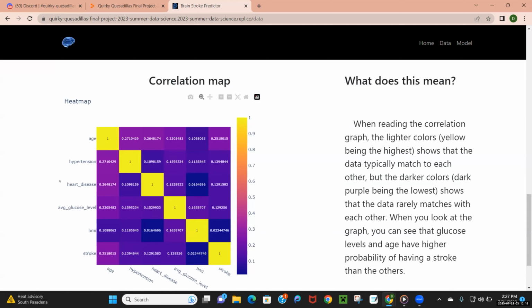But upon further research, we found that glucose levels and age, looking at the graph, have the highest probability when compared to stroke. And we used that when creating our model to figure out which variables we need to put emphasis on. Passing it on to Daniela for the actual model.